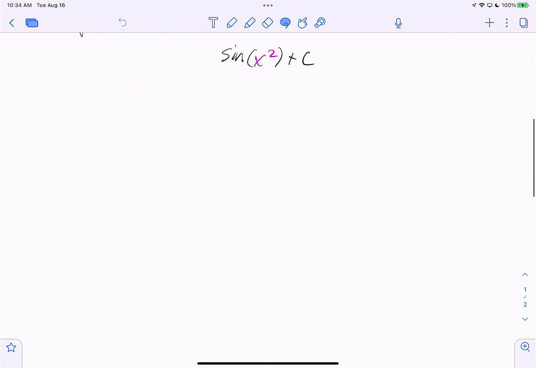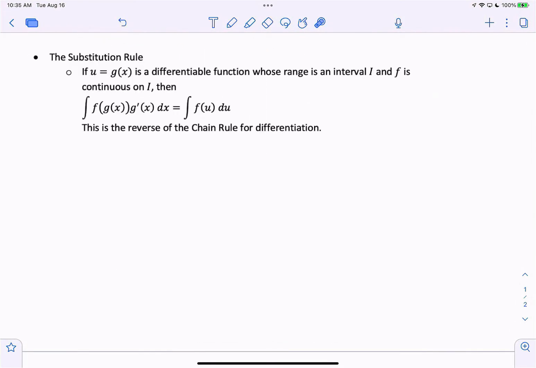To formalize this, we'll look at the substitution rule. It says that if u is g of x, a differentiable function whose range is an interval I, and f is continuous on I, then the integral of the composition f of g of x times g prime of x dx can be replaced by the integral of f of u du. It's really key that I have g prime of x, really dx.